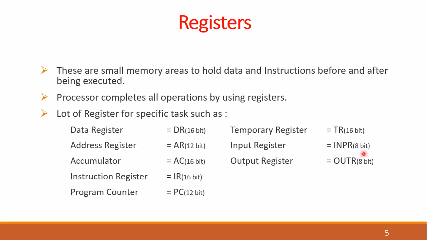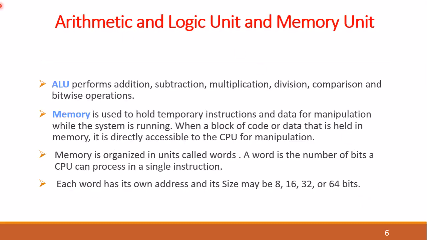The input register takes input from the outside environment. We indicate this by capital INP, and it is an 8-bit register. The output register displays the data processed by the CPU. It means it will hold the results that are processed or executed. We indicate this by OUTR. This is also an 8-bit register. Next, the arithmetic logic unit and the memory unit.